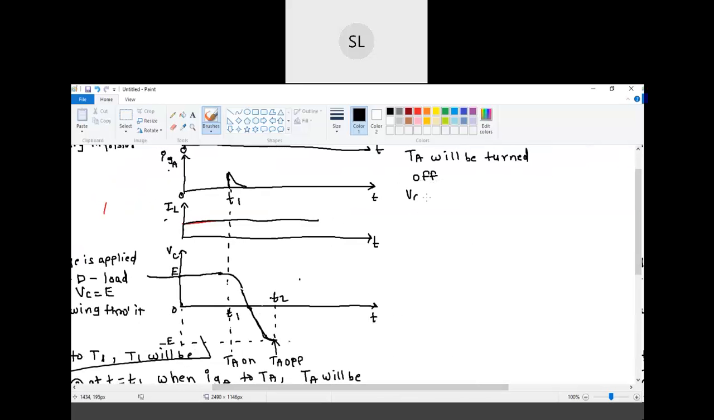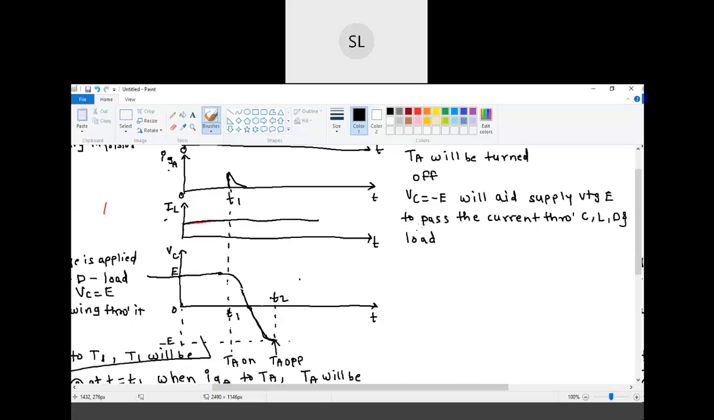Now VC is equal to minus E, which will aid the supply voltage E to pass the current through the capacitor, inductor, diode and load.